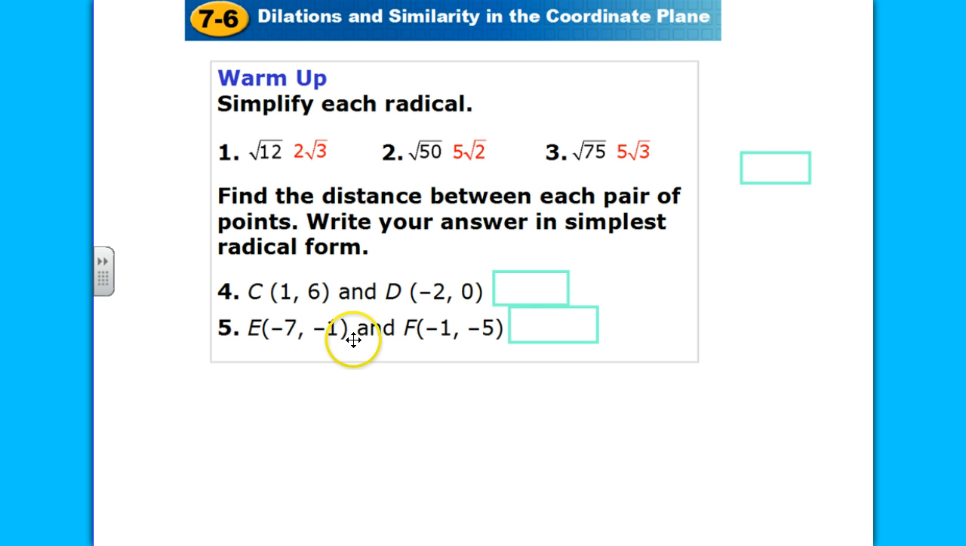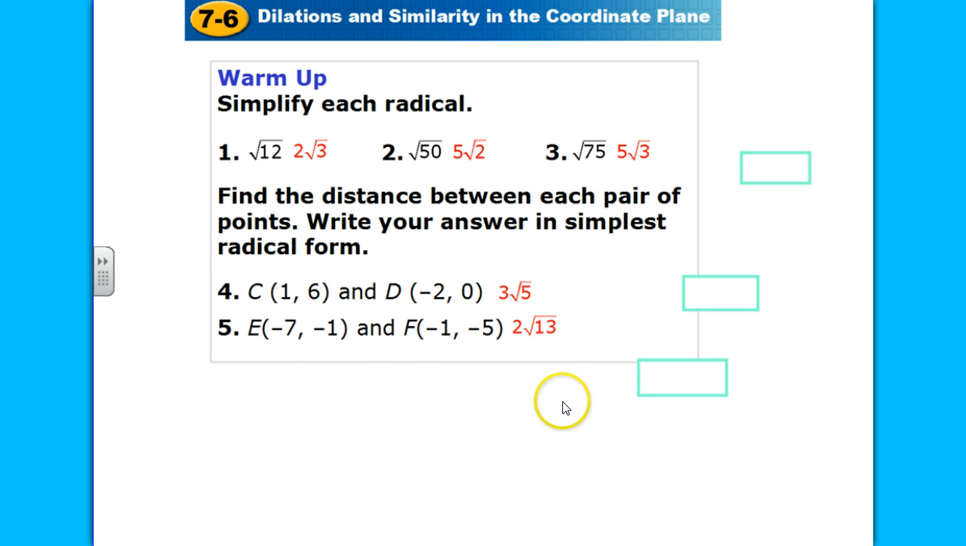Find the distance between each pair. And so give me the distance formula. D equals the square root of y2 minus y1 squared plus x2 minus x1 squared. Okay, so the square root of? Yeah, right, don't forget to say the square root of. Okay, so 2 square root of 13.